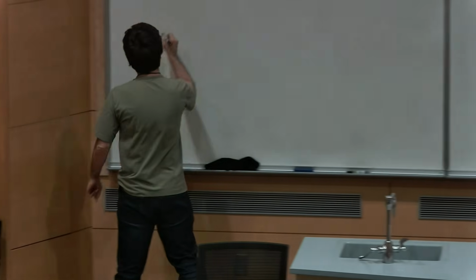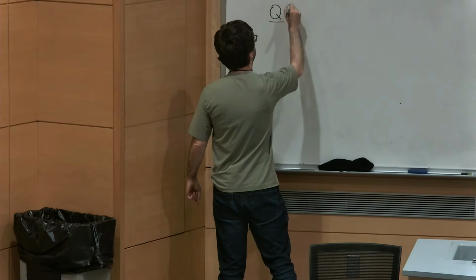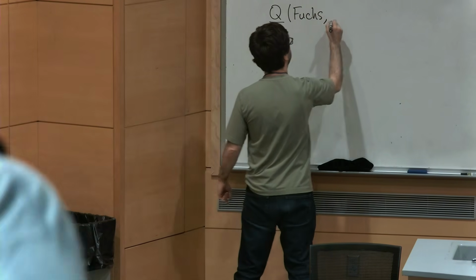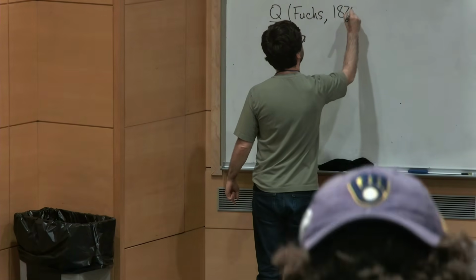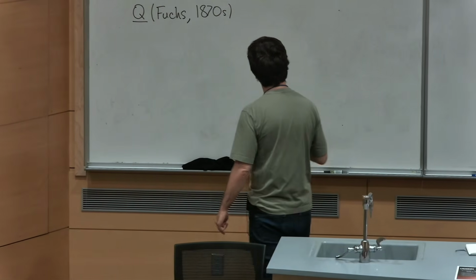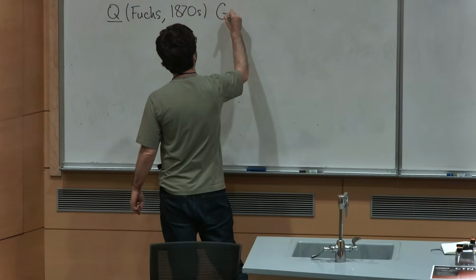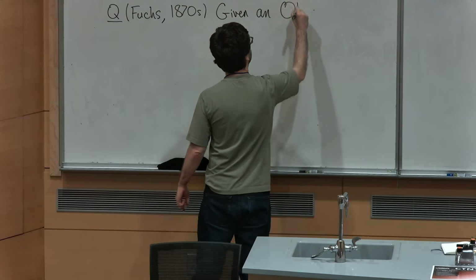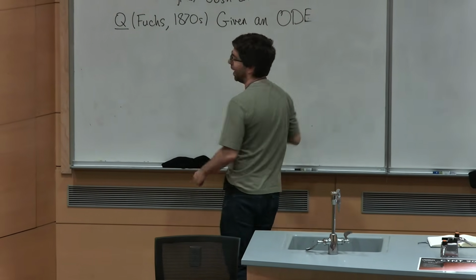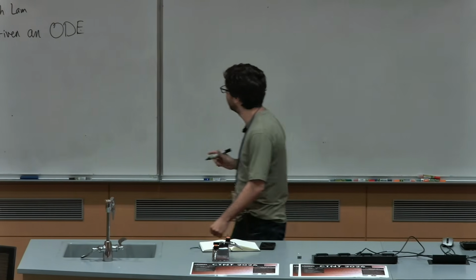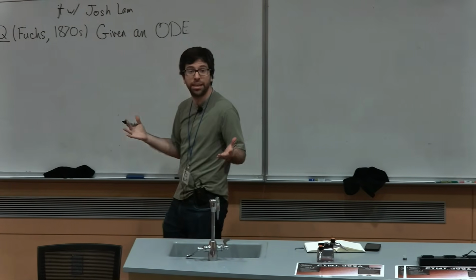Okay, so maybe let me start with a question. As far as I know, in this generality, this was first asked by Lazarus Fuchs in the 1870s, but special cases go back at least to the 1830s. And the question is, given an ordinary differential equation, so the nth derivative of f equals some function of its first n minus 1 derivatives, when can you explicitly write down a solution?